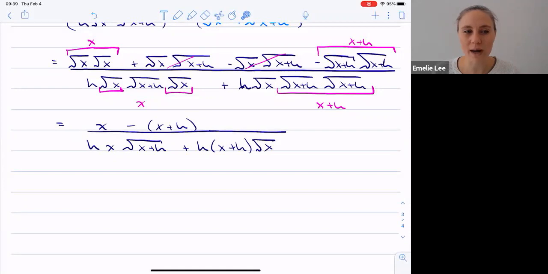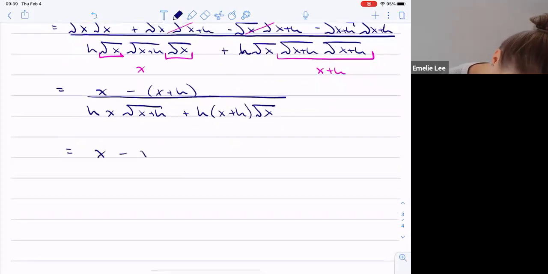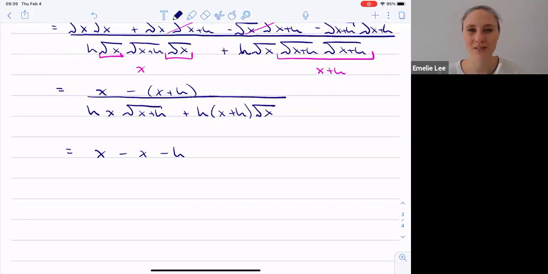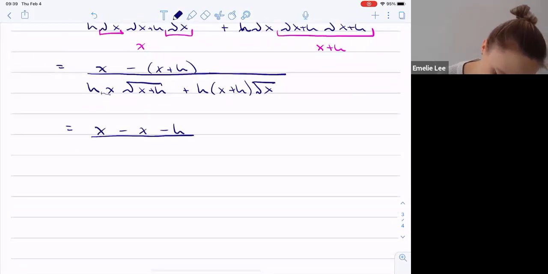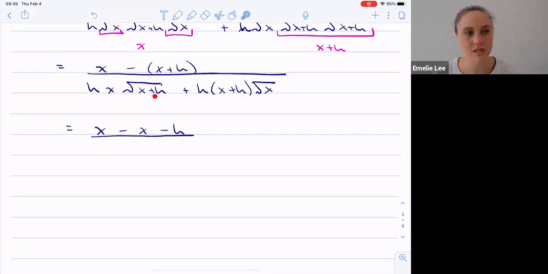I'm not quite satisfied with this thing. I could just leave it here because I don't think I'm going to be able to cancel anything out here, but I can simplify the numerator a little bit. So let's just keep massaging this thing. So x minus x plus h, be really careful, expand that negative inside. Over, okay, so I've got hx times the root of x plus h. There's nothing I can do here, but I can expand this out and see if I can shake anything out.